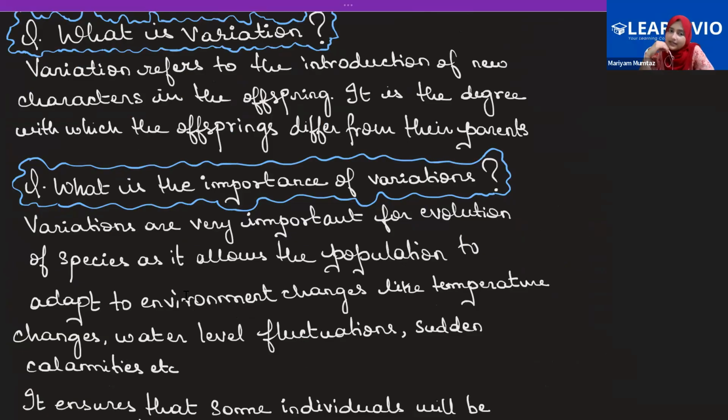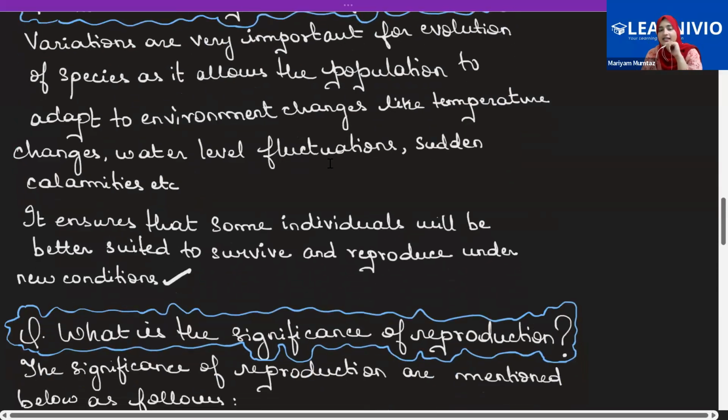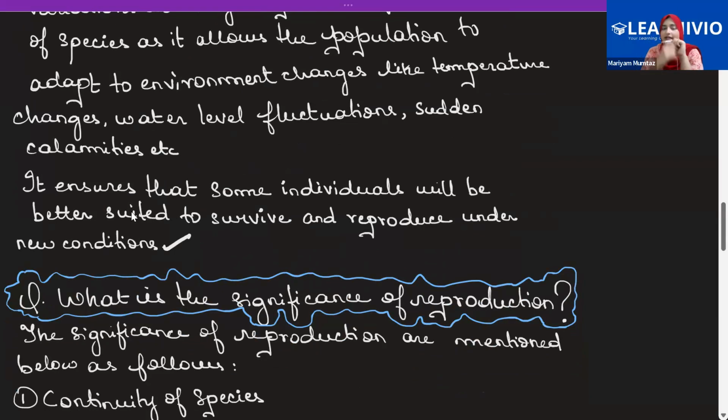Now the question comes along, is variation important? Yes or no? So yes, 100%. Variations are very, very important because they lead to evolution. It allows the population to adapt to the changes that happen in the environment. All of that comes along because of variation. It ensures that some individuals will be better suited and they will go further. So remember that variation is a result of sexual reproduction, and it is very important because it will cause evolution. Is it clear, students?